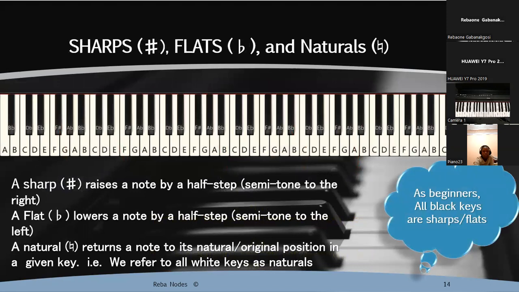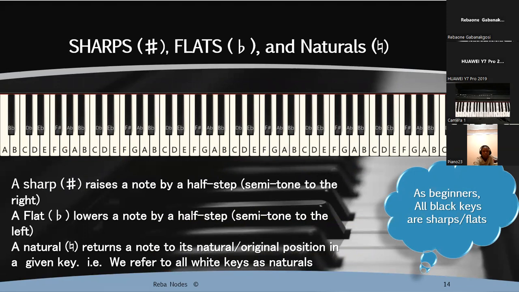All right, now let's get to the black keys. So in music, there's what we call accidentals. A sharp, a flat, these are our accidentals. Now, a sharp, by definition, raises a note by a half step. What is a half step? Again, it's a semitone. But when it does that, it does that to the right.